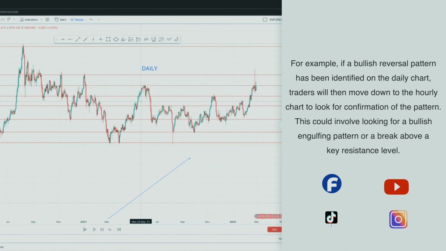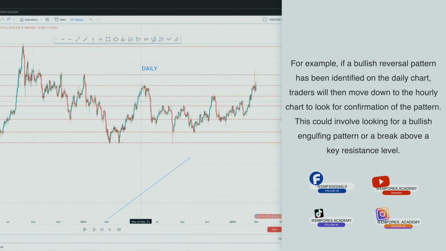For example, if a bullish reversal pattern has been identified on the daily chart, traders will then move down to the hourly chart or the 15-minute chart to look for confirmations of the pattern. This could involve looking for a bullish engulfing pattern or a break above a key resistance level.